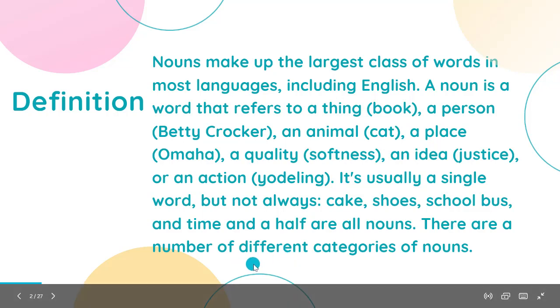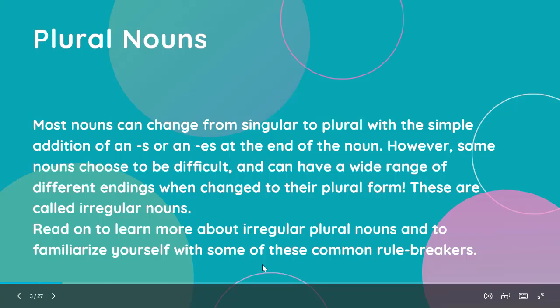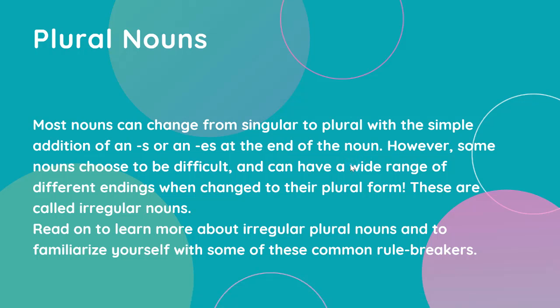There are a number of different categories of nouns. Okay, so let's enter the plural nouns. Most nouns can change from singular to plural with a simple addition of an s or es at the end of the noun. However, some nouns choose to be difficult and can have a wide range of different endings when changed to their plural form. These are called irregular nouns. You can also read the PDF to learn more about the irregular plural nouns and to familiarize yourself with some of these common rule breakers.